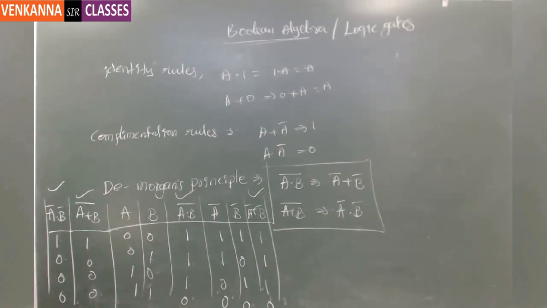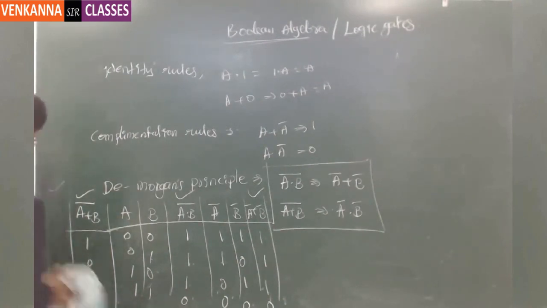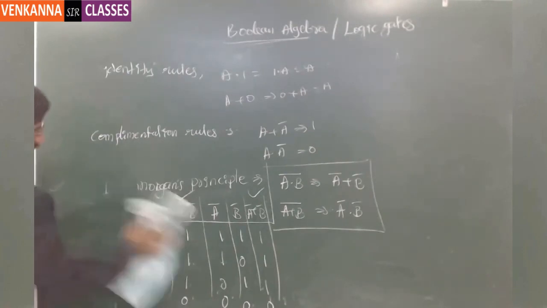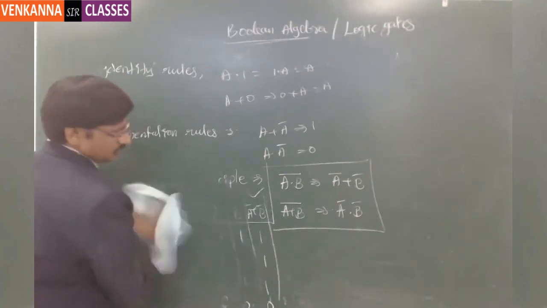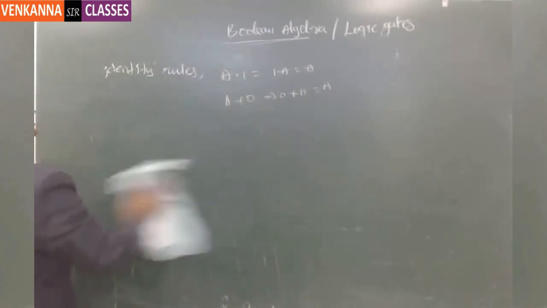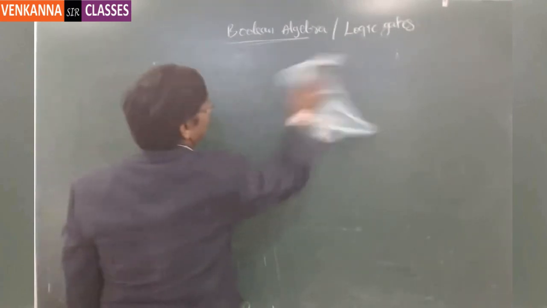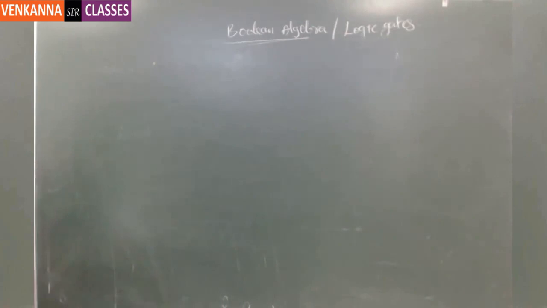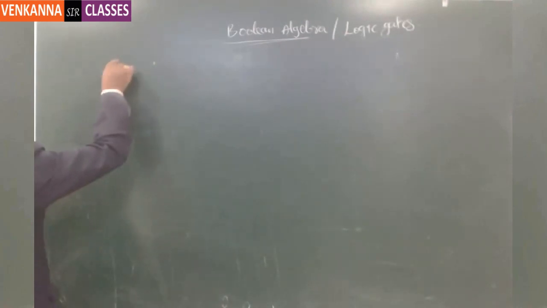Then, now the types of functions. So types of Boolean functions, or this is also called the normal forms. So normal forms.